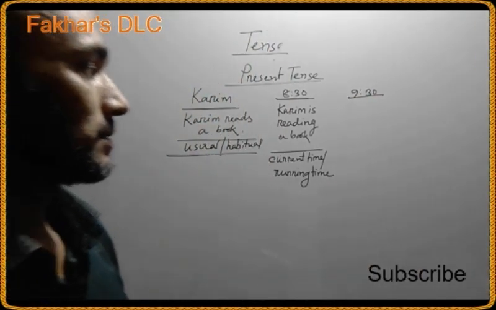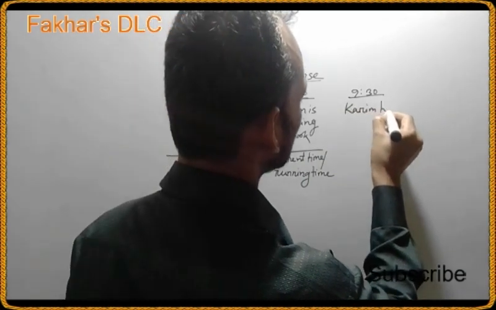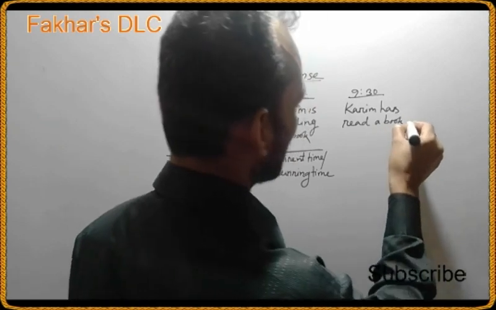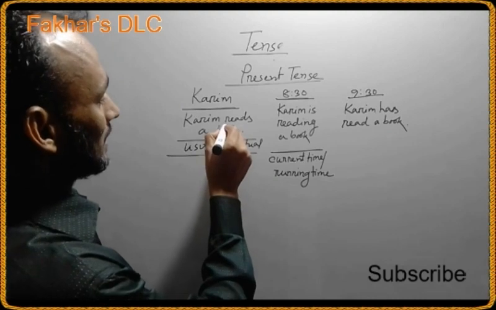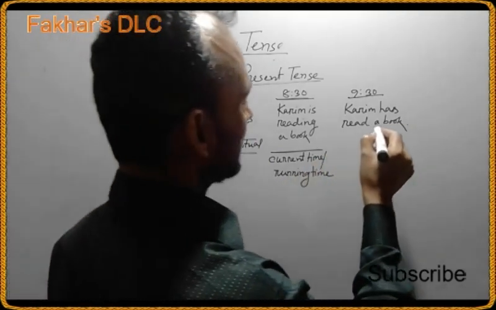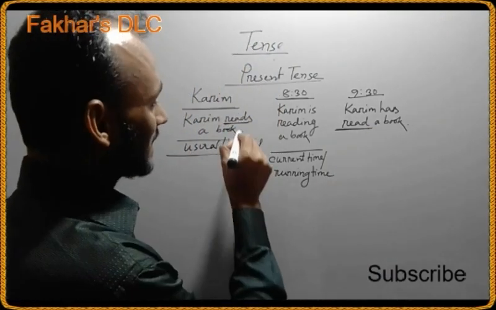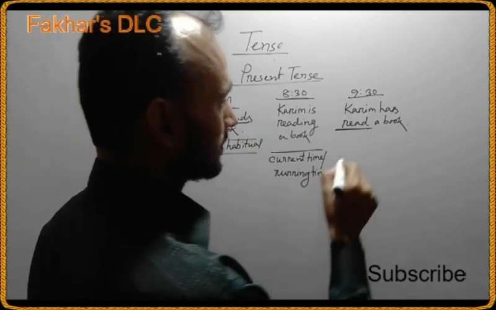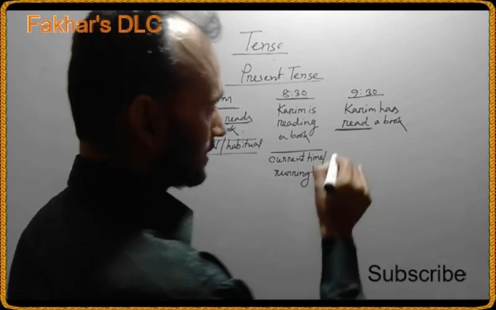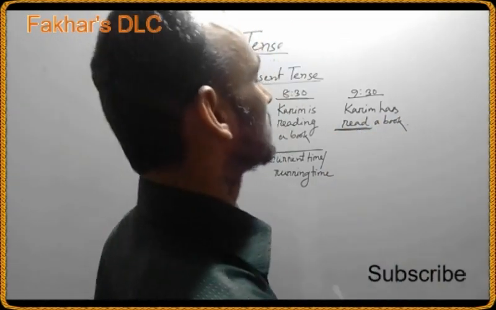Okay, and at 9:30, suppose Karim has finished his reading. That means Karim has read a book. Here, same spelling, read, reads, but here it is pronounced "red." Same R-E-A-D, but when the work has just been finished, the same spelling R-E-A-D will be pronounced "red." Karim has read a book.